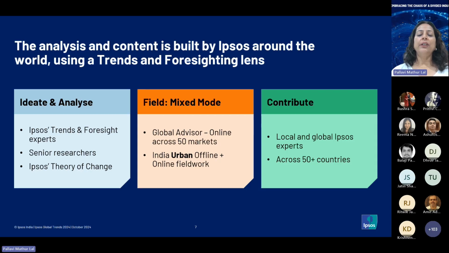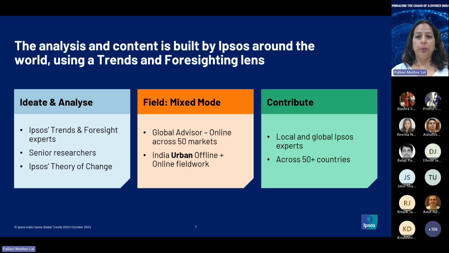The analysis and content, which is built around the world across these 40 markets, is using a trends and foresighting lens. So first, trends and foresighting experts from Strategy 3 and other senior researchers have used what is called the theory of change, about which we will tell you in a minute, to understand how change is and isn't happening. Then, Global Advisor, which is our monthly omnibus globally, which keeps track of what the world thinks, has fielded and coordinated the survey across 50 markets, which is our broadest edition ever.